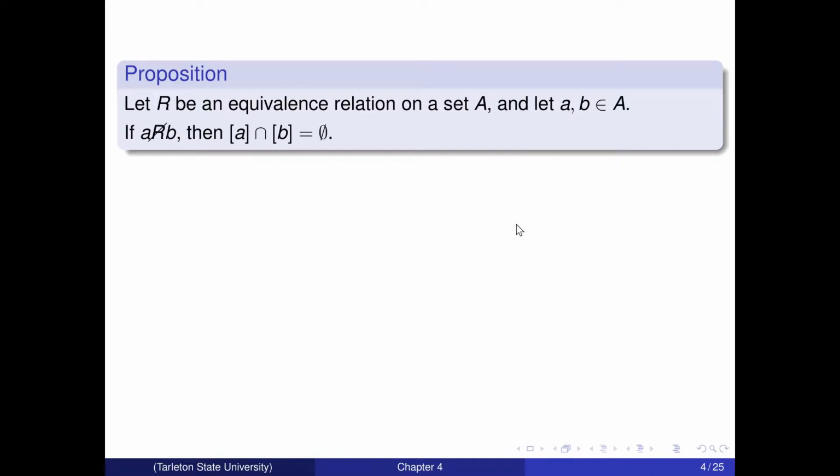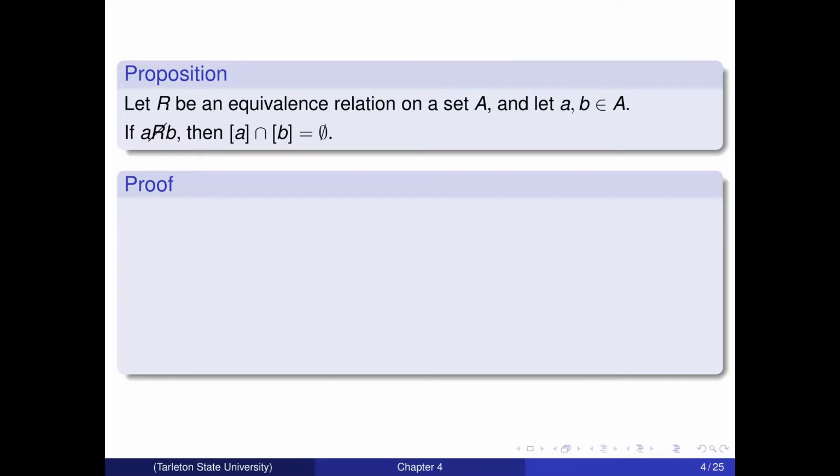So in this proposition, we are letting R be an equivalence relation on a set A, and we're letting A and B be elements of A. We want to prove that if A is not related to B, then bracket A intersect bracket B is empty. Now, if you think about how you would prove this statement with a direct proof, you would just assume that A is not related to B, and then you would try to show that bracket A intersect bracket B is empty. But this can be a really difficult way to proceed with a proof because if you just start by assuming that A is not related to B, you don't really have much to work with, and it's really difficult to make progress in this problem.